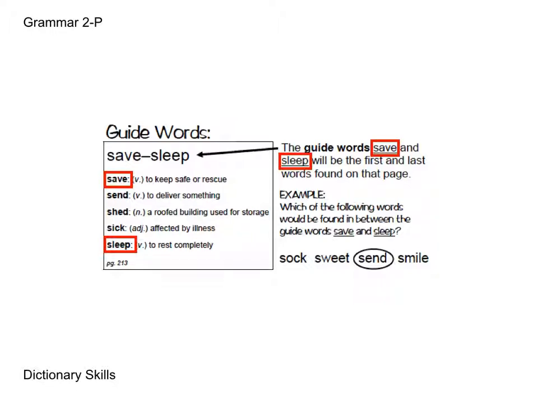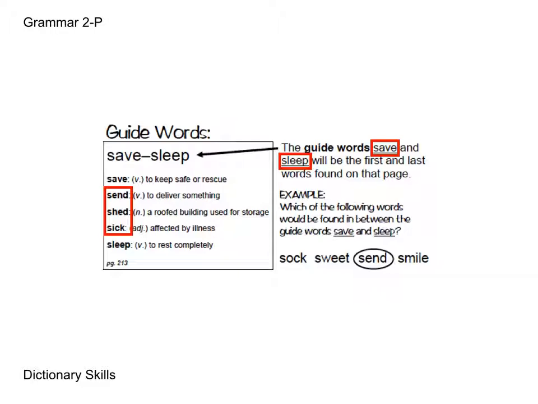You can see that guide words are pretty much the first and last words found on a page. So here we can see on our page 213 that save is the very first word on this page and sleep is the very last. And this gives us a clue into what words we can find on there. So we can see that we have the words send, shed, and sick on this page, and those are important because you can see that they come alphabetically between save and sleep.